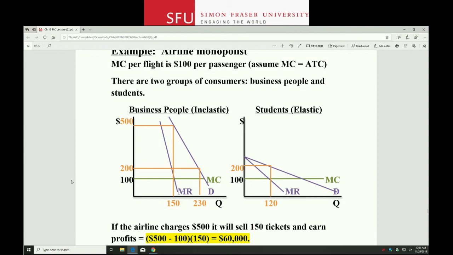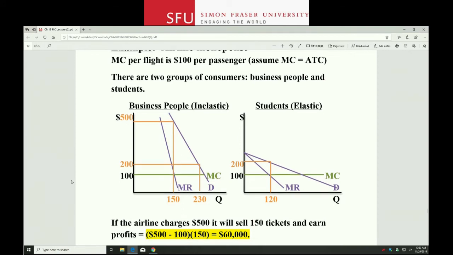In the market for the students, MR equals MC here. Quantity would be 120 in that market. Price would be $200. So if they want the students to buy tickets, they can charge a price of $200. And if they charge the same price for everybody, they would sell more in this market too, because at that lower price, the business people would buy more tickets, but the profit will be lower.